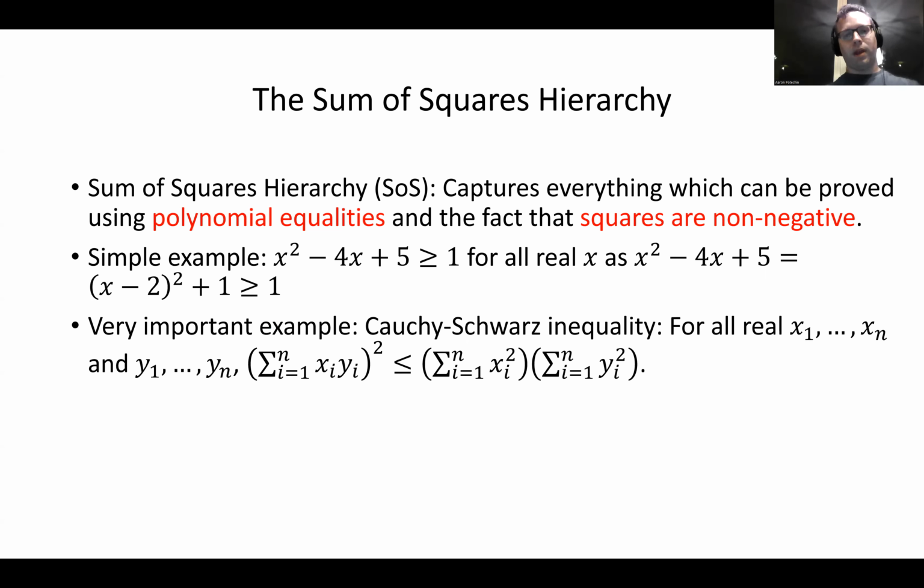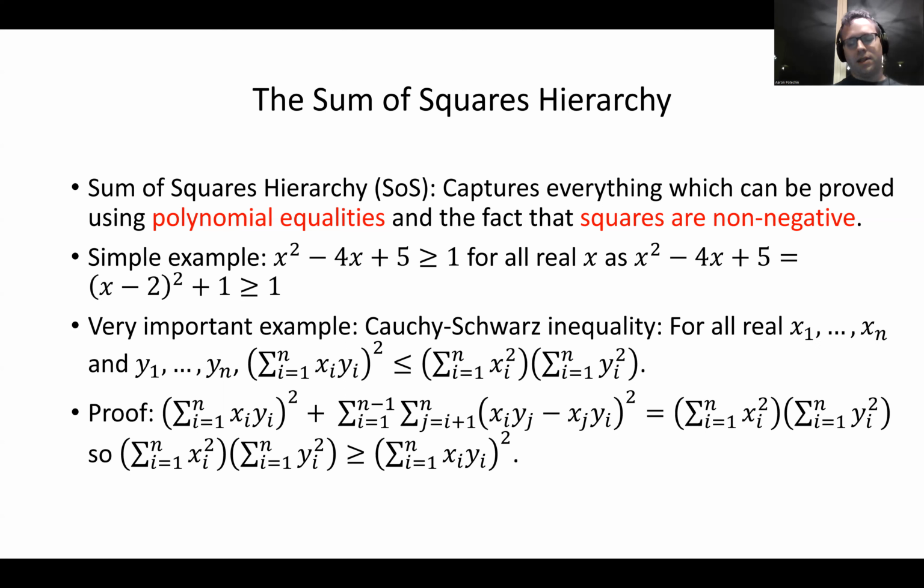So a very important example is the Cauchy-Schwarz inequality, which says that for all real x1 through xn and y1 through yn, the sum from i equals 1 to n of xi times yi, in parentheses squared, is at most the sum from i equals 1 to n of xi squared times the sum from i equals 1 to n of yi squared. And so Cauchy-Schwarz can be proved using a sum of squares proof as follows.